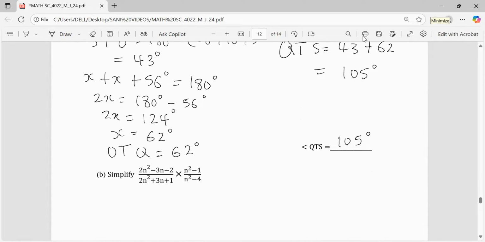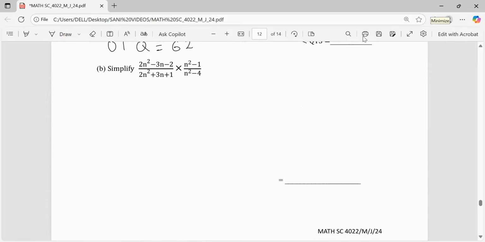Then 12b, simplify (2n squared minus 3n minus 2) divided by (2n squared plus 3n plus 1) times (n squared minus 1) over (n squared minus 4). This is a question on algebraic fractions. So we can factorize. You factorize 2n squared minus 3n minus 2.